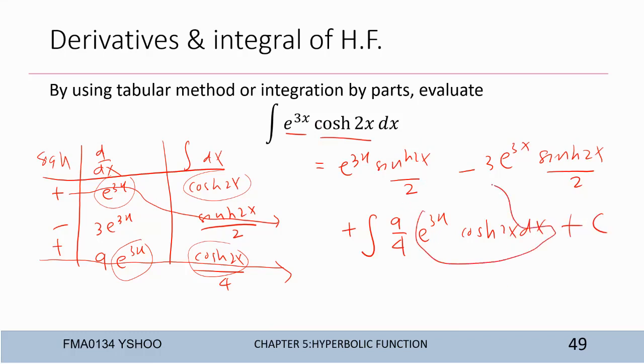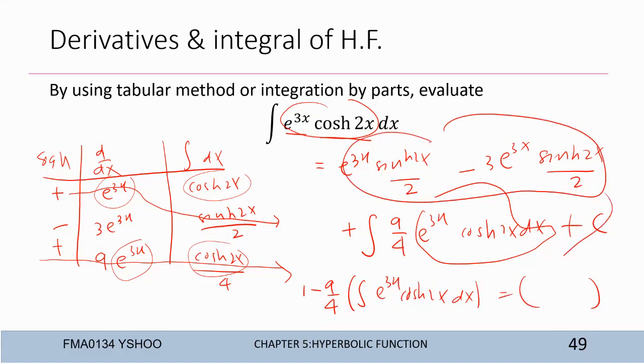And this integral is actually the same as your question. So we shift it to the left hand side, so we have 1 plus 9 over 4 of our question equals our right hand side, and plus c. So this becomes 5 over 4. How do you get the final answer? You just revert back: it is 4 over 5 of this one plus c.